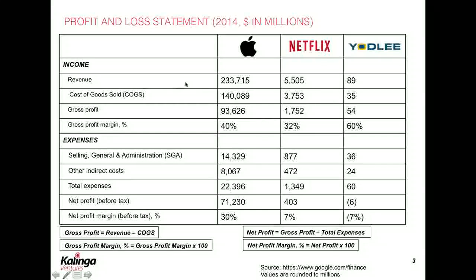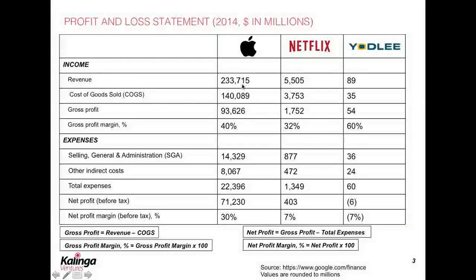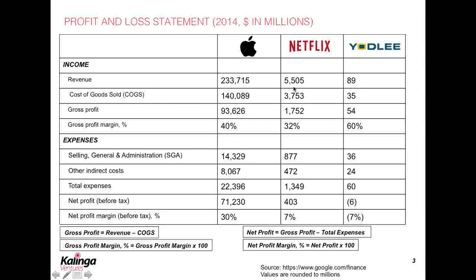So if you look at revenue, the revenue of Apple is huge. It is $233.7 billion. Then is Netflix, which is $5.5 billion. Yodlee doesn't make as much money as Apple or Netflix. They make $89 million revenue. The cost of goods sold for Apple is also higher. It's $140 billion. Netflix, it is $3.75 billion. Yodlee, it is $35 million.